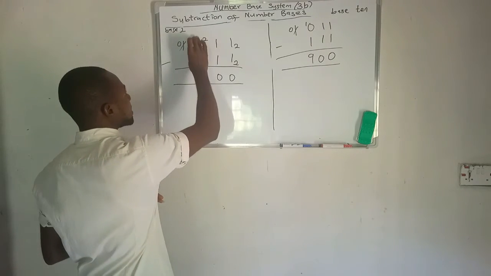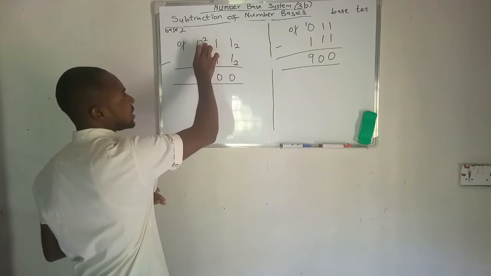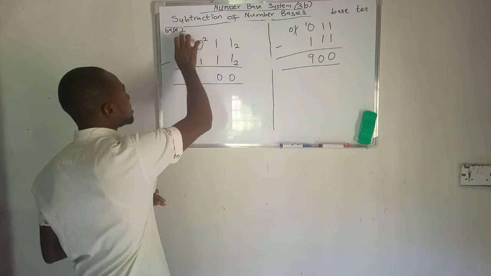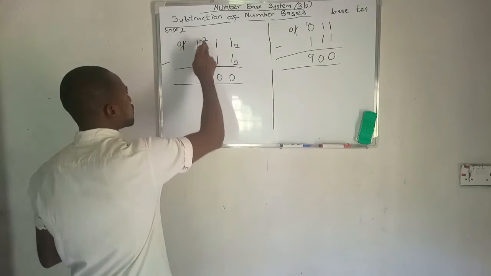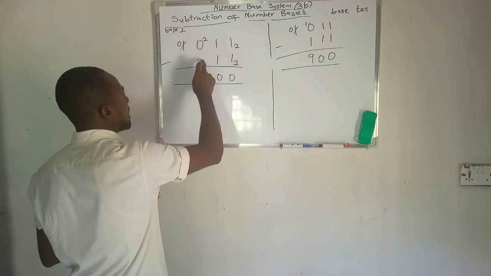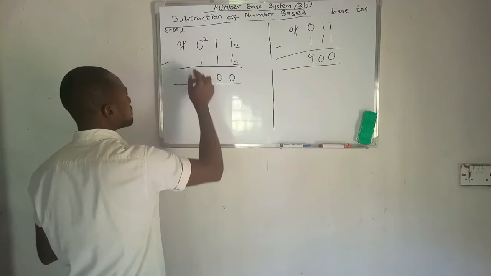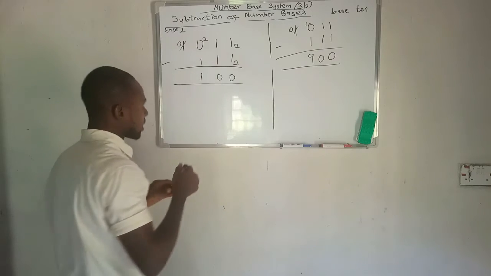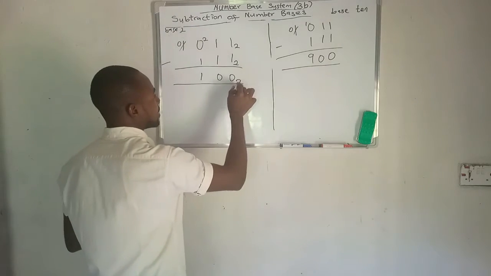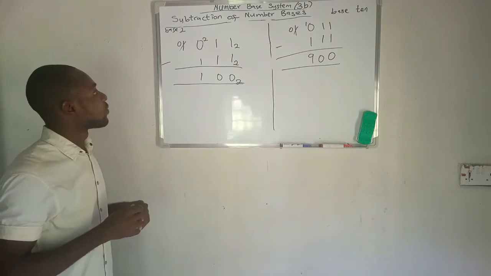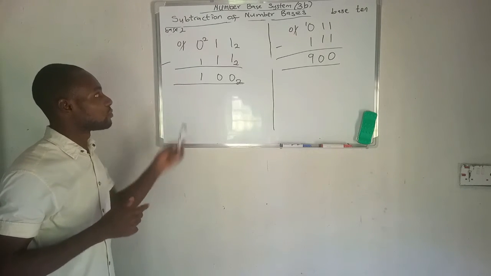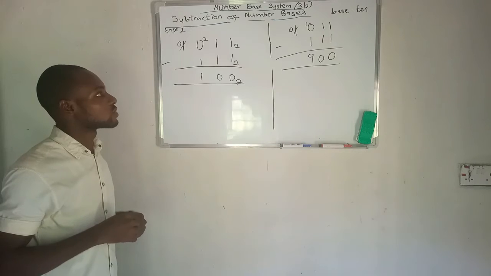So instead of having 10 here, what we'll be having here is 2, because we are in base 2. So we use 2 to subtract this one. So we'll have 2 plus 0, which is 2, then minus 1. So 2 minus 1 will be 1. And that is it for 1011 base 2 minus 111 in base 2.